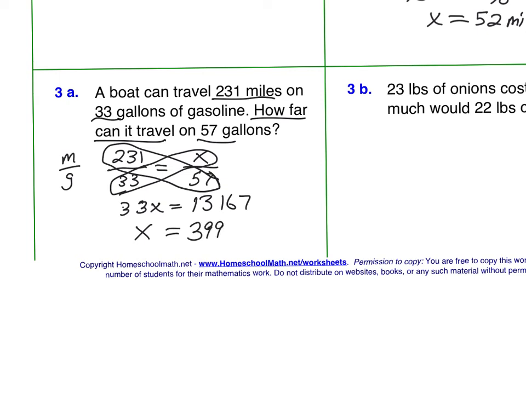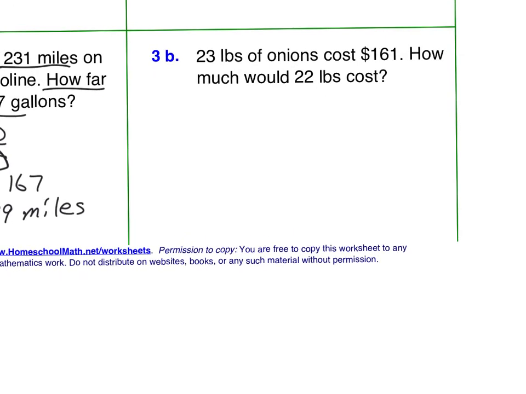And you know, this is miles, and so you can tell whether you've gotten the correct, at least close to the correct answer, because if you look at the bottom two numbers, the 33 is smaller than the 57. So logically, the 231 should be smaller than our value for x, and it turned out to be that way.